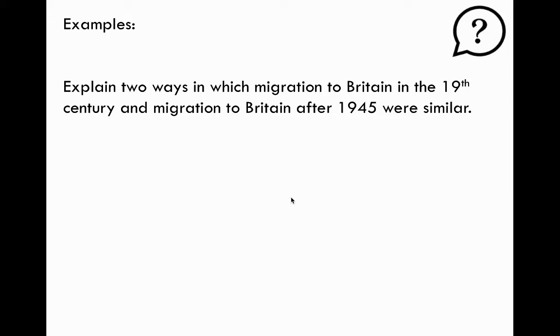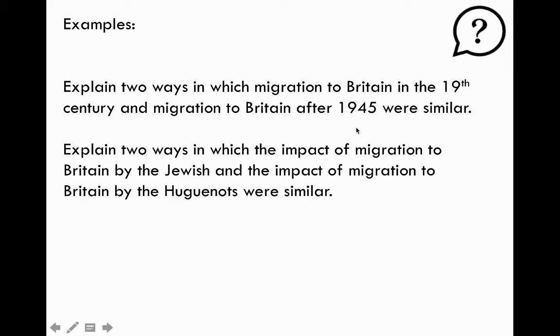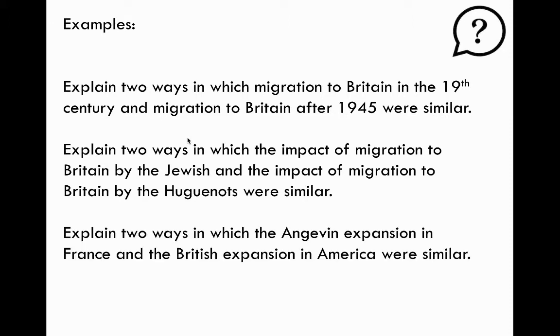Some more specific examples would be this. Explain 2 ways in which migration to Britain in the 19th century and migration to Britain after 1945 were similar. So you'd be comparing the 1800s to post-1945. However, you might have something like, explain 2 ways in which the impact of migration to Britain by the Jewish and the impact of migration to Britain by the Huguenots was similar. Or explain 2 ways in which the Angevin expansion in France and the British expansion in America were similar.